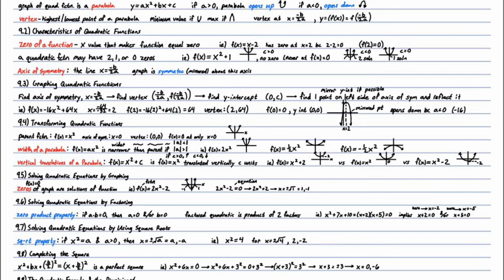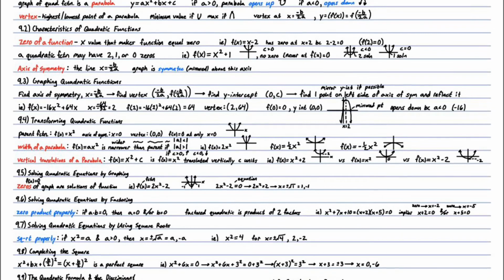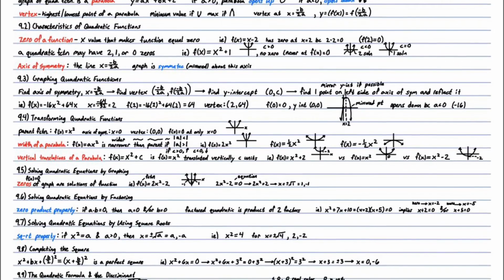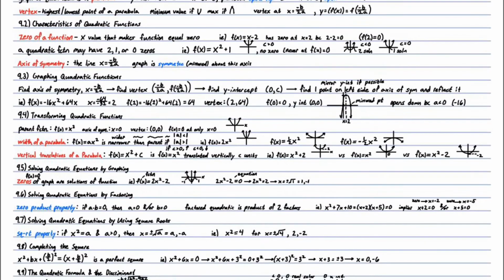The quadratic formula and the discriminant. The solutions of quadratic equation ax squared plus bx plus c equals 0 are x equals negative b plus or minus square root of b squared minus 4ac, all divided by 2a.